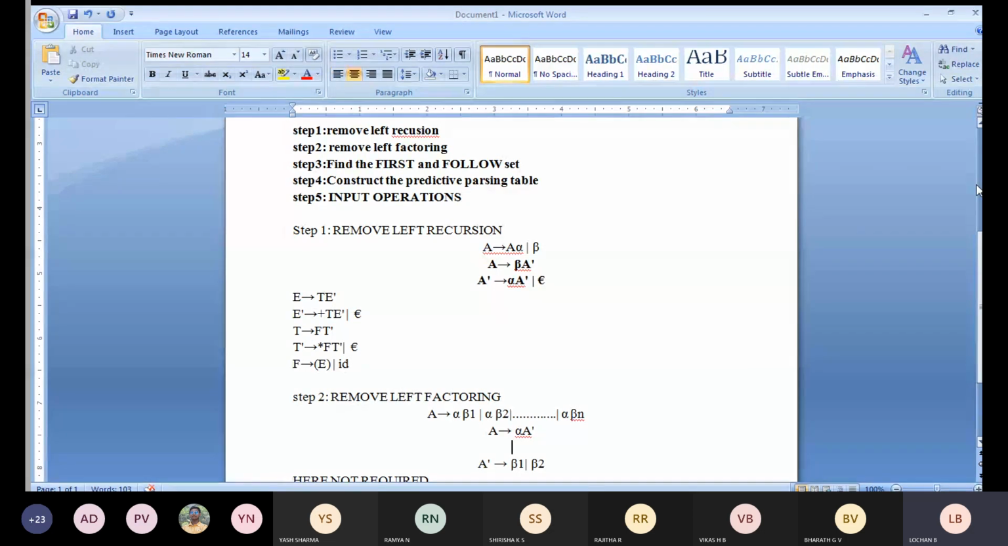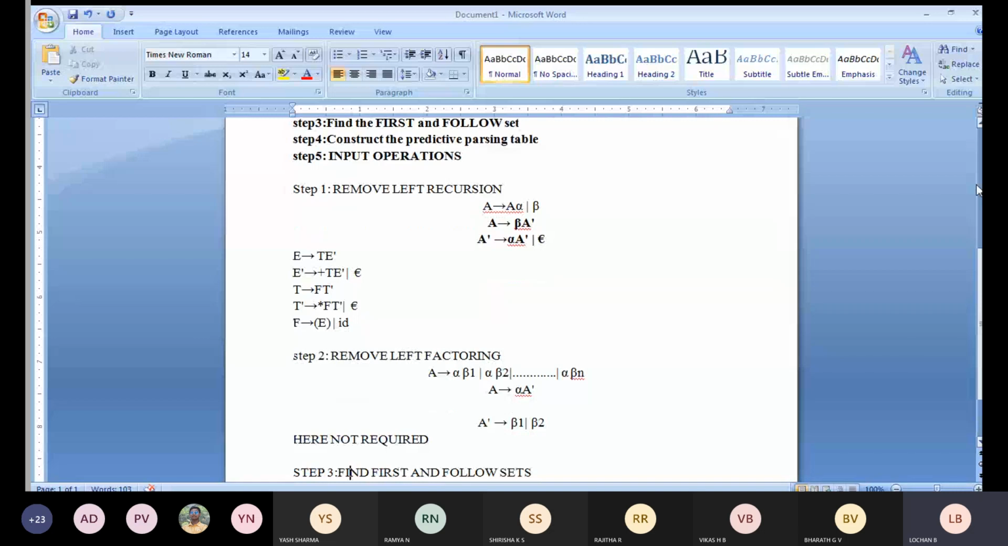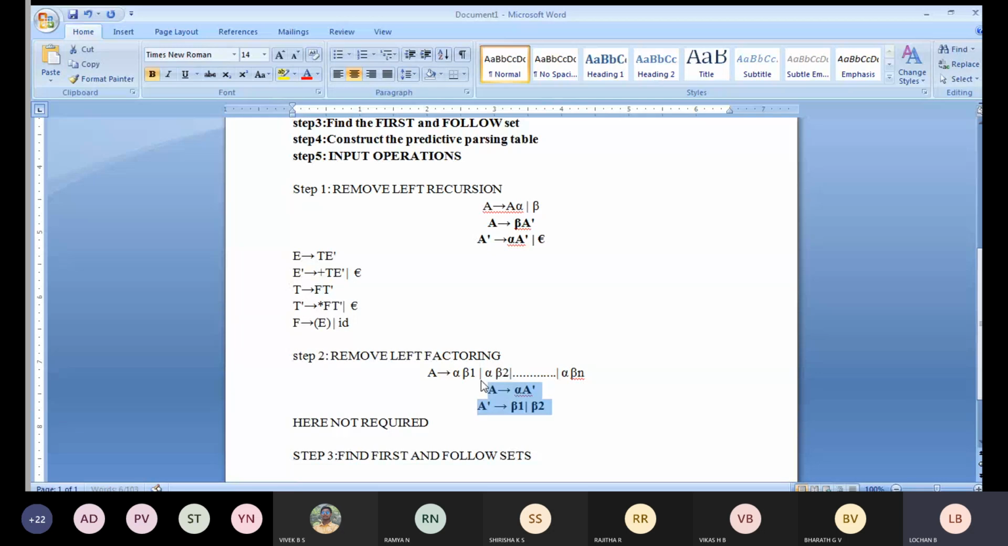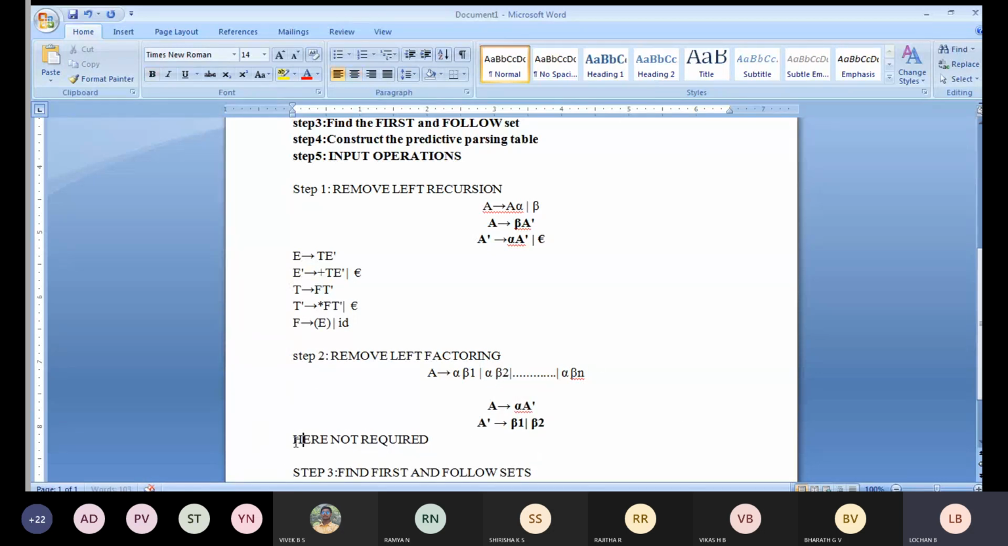Once you completed step 2, just inform me. For removing left factoring, these are the standard format I will be using. By seeing this format, we need to solve the problem. In this particular case, we don't have any common terms here. Once you completed, you just inform me.